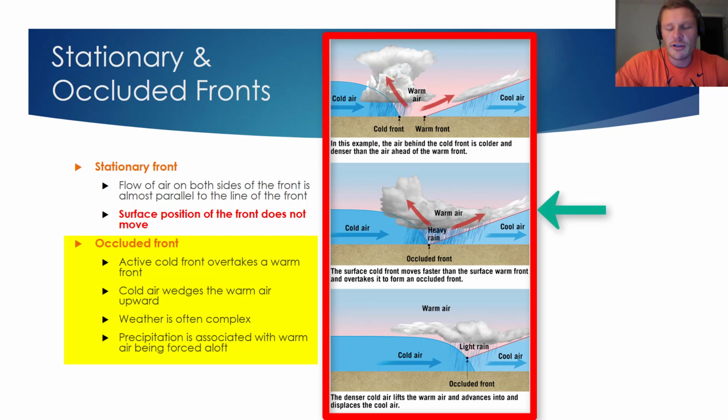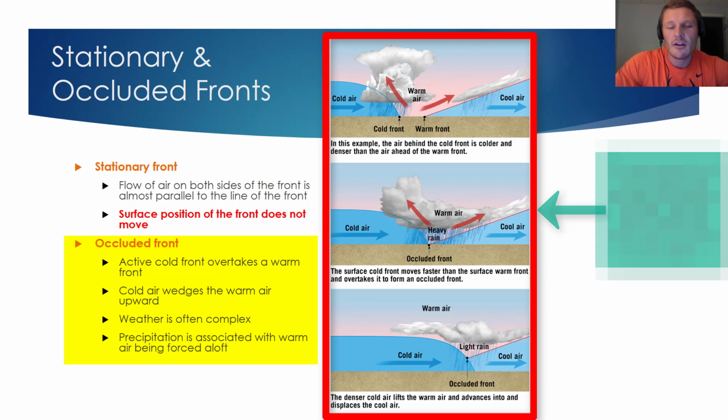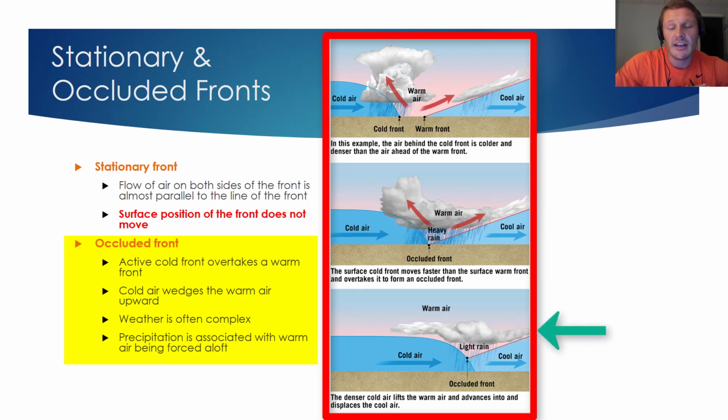When that occluded front initially forms, you will see some very, very heavy rainfall. And although the weather associated with occluded fronts can be very complex, occluded fronts are often associated with strong storms and severe weather. Now, as that cold air coming from the left continues to advance, the occluded front will start to work its way vertically into our atmosphere, and in the bottom image, we start to see the dissipation of that heavy rainfall.